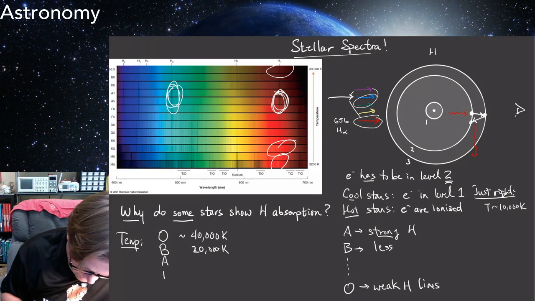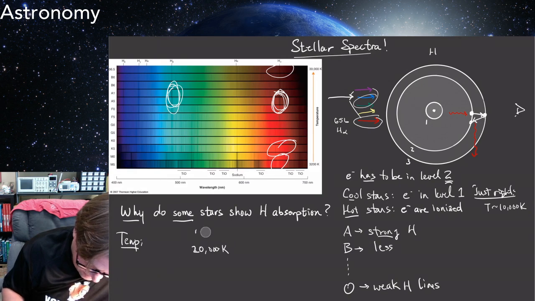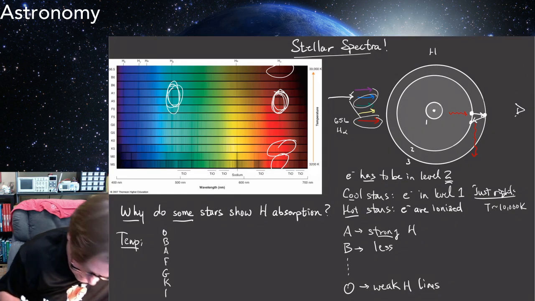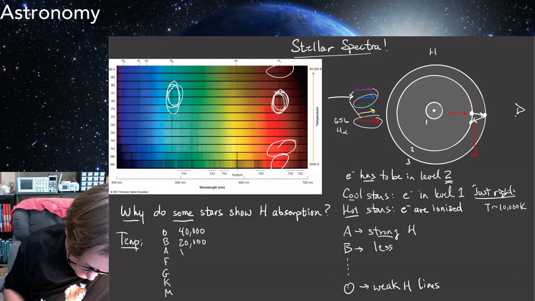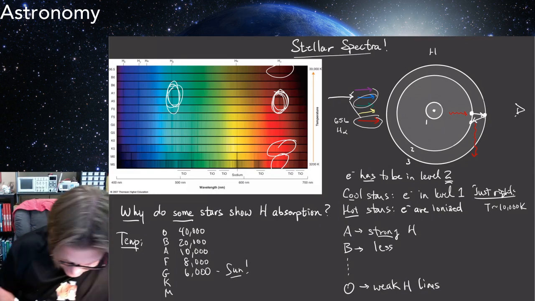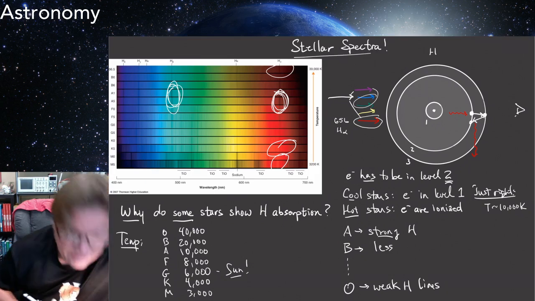O, B, A, F, G. I'm going to run out of room. I have to make it a little smaller. O, B, A, F, G, K, M. So this is like 40,000. B's are like 20,000. A's are like 10,000. F's are like 8. G's are like 6. This is like the sun. The sun is a type G. And then you have K's at like 4,000. M's at like 3,000. Okay.